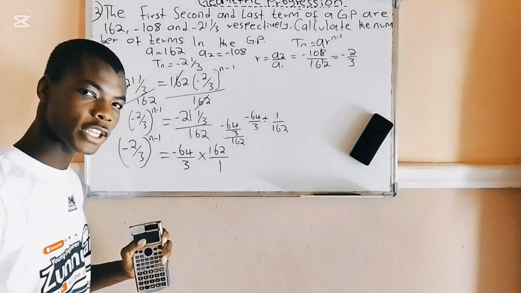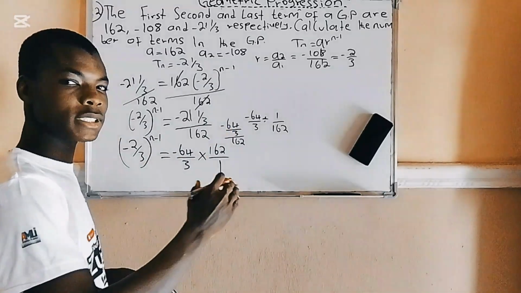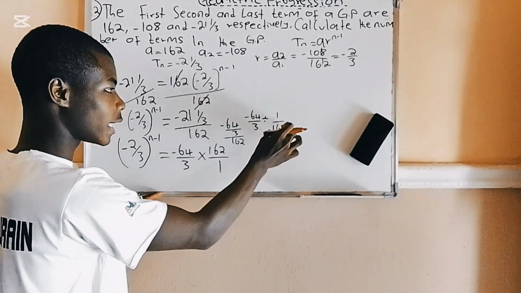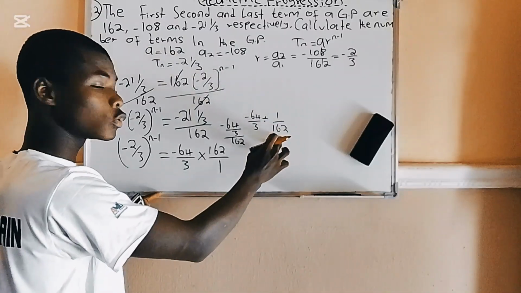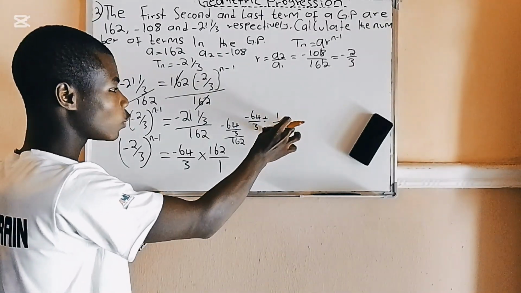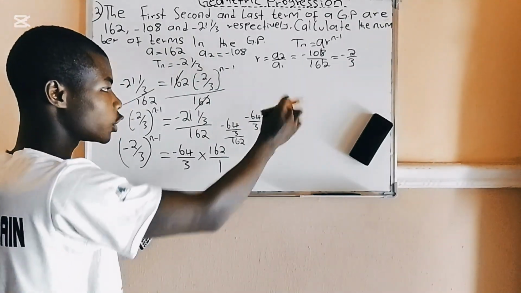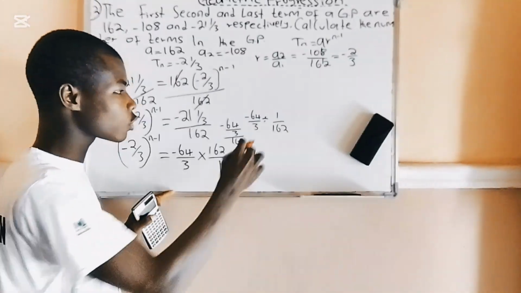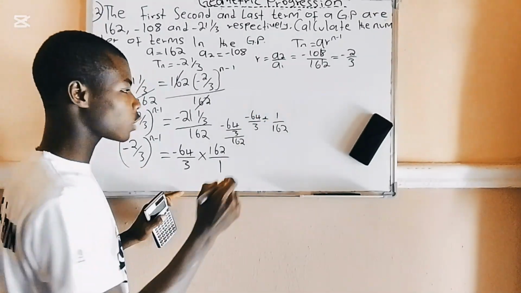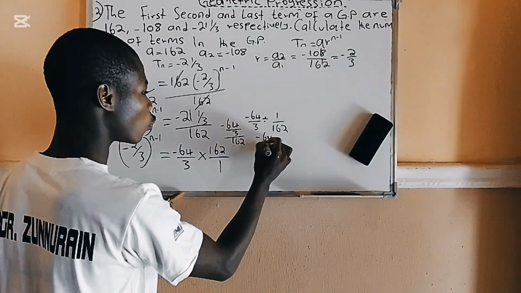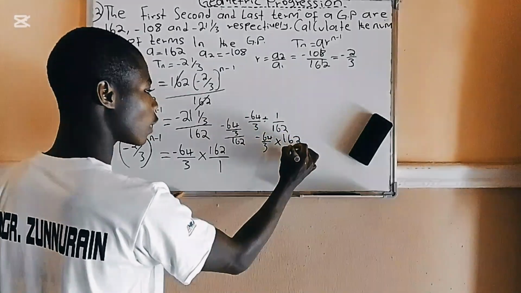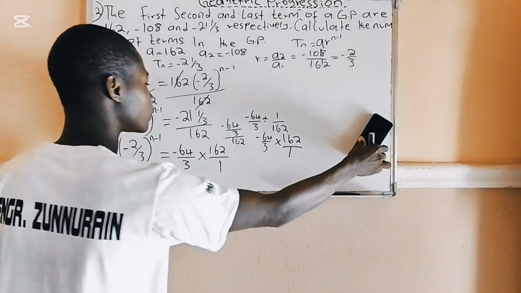If you are going to do reciprocal, you have to turn this fraction so that the 1 comes down to the denominator, and the denominator goes to the numerator, so that the sign changes. It becomes multiplication out of division. Minus 64 over 3 multiplied by 162 over 1. So this is what I do.